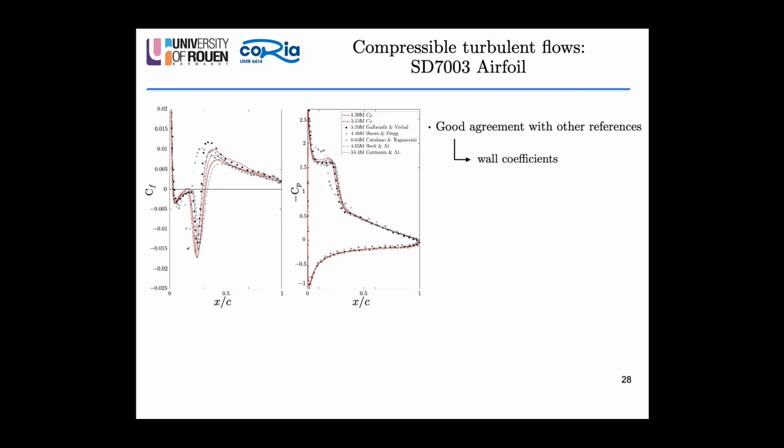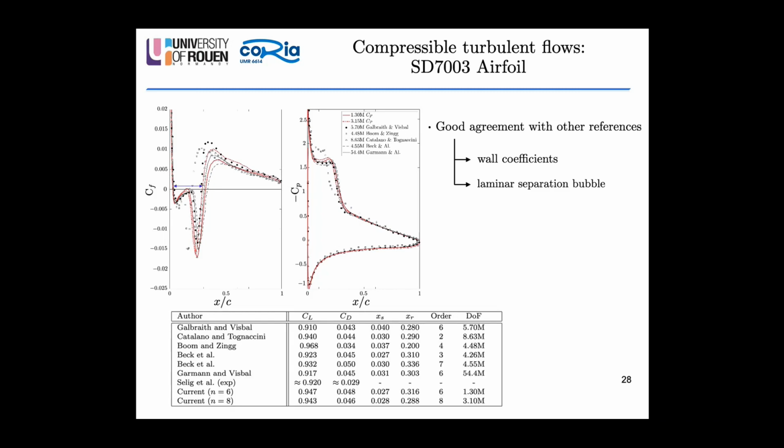In terms of the transitional airfoil, we have obtained quite good results in terms of wall coefficients, like the friction coefficient and wall pressure, and also in terms of the size of the laminar separation bubble, both qualitatively and quantitatively, with respect to the most refined simulation of this problem by Garmann and Visbal, which gives results in quite good agreement with our simulation, with way fewer degrees of freedom.